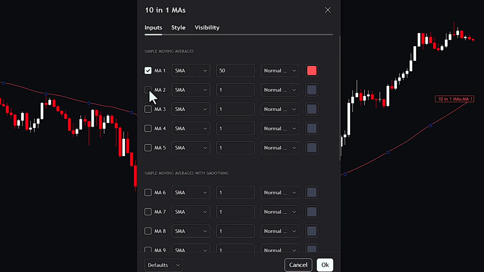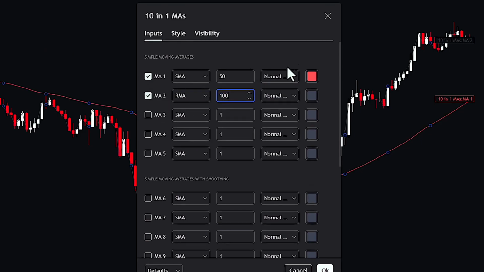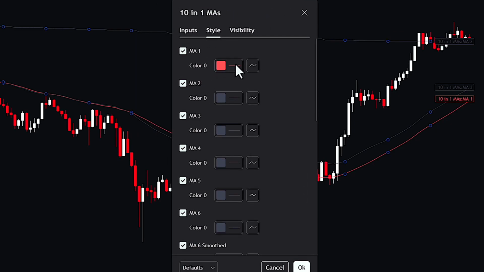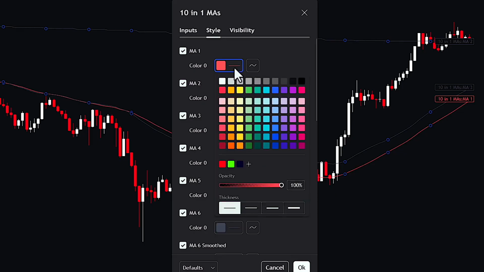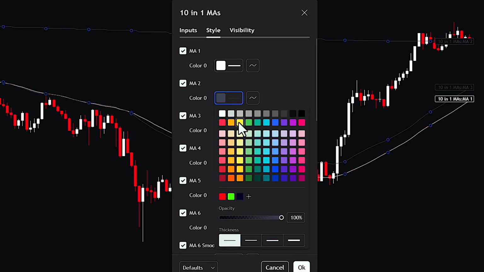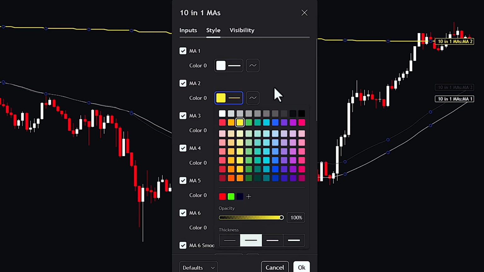Next, enable MA2, set the type to rolling moving average, or RMA, and set the time frame to 2 hours. Finally, for MA3, enable it, set the type to RMA, leave the time frame as normal, and set the period to 27. With your moving averages set up, it's time to move on to the style section. Here you can play around with the colors and thickness of the moving average lines to make them stand out. Your chart should be visually appealing, making it easy to read and understand.